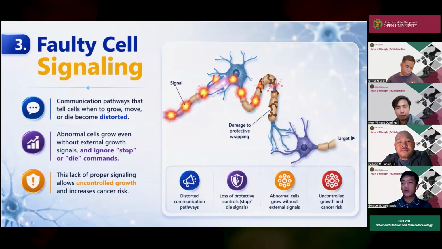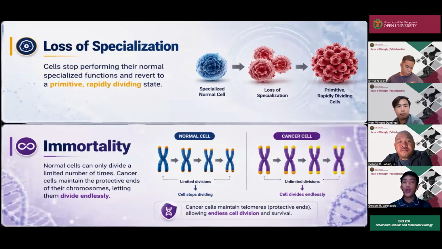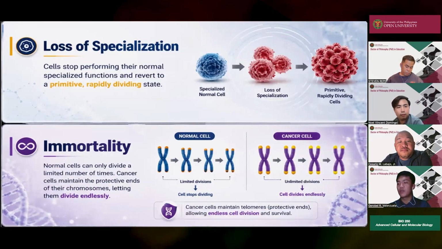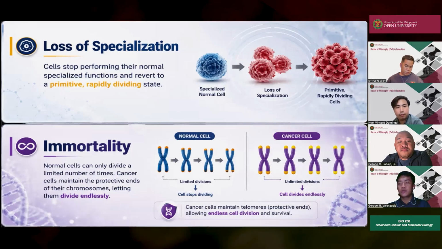So, what are the characteristics of cancer cells? There are two major characteristics. First, the loss of specialization. Cancer cells may lose specialization.